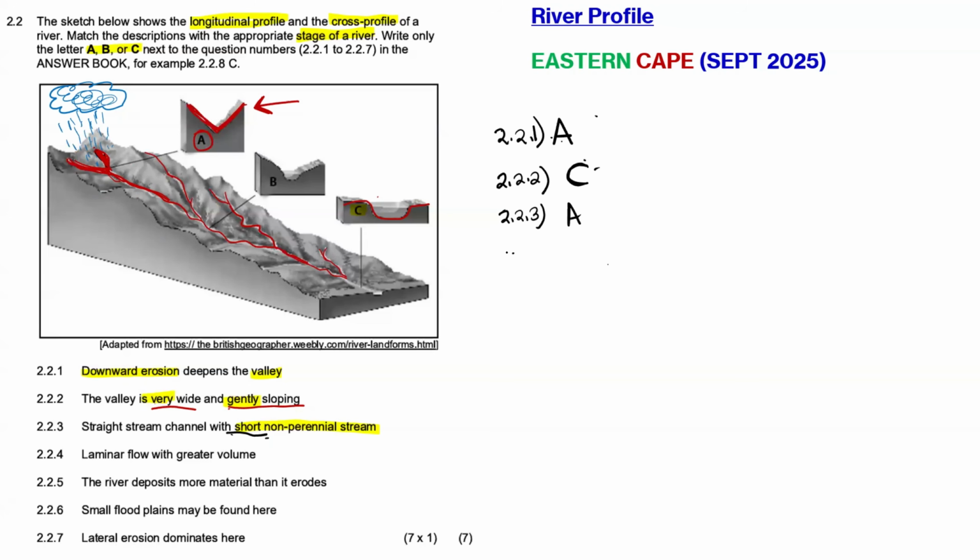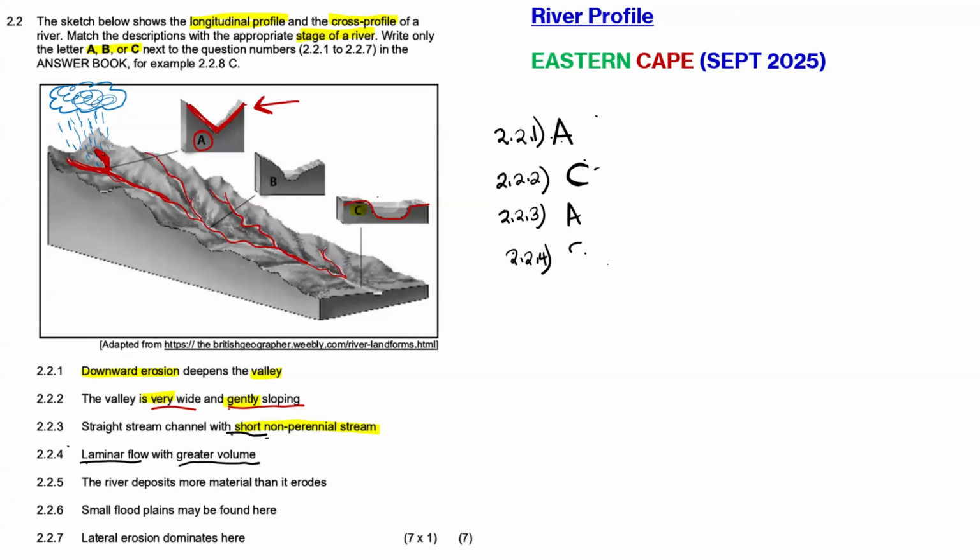And then 2.2.4, let's complete it, guys. 2.2.4, the laminar flow with the greater volume. We have got more volume of water, a greater volume of water, but we have got a laminar flow. Yes, Nwako. So that's C, sir. Okay, we're gonna go with C, right?